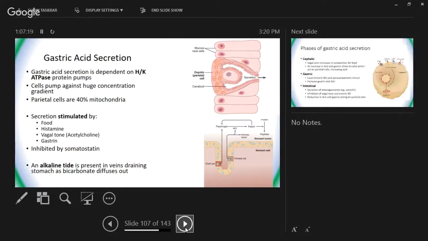Parietal cells are 40% mitochondria, pretty impressive, because they pump against a big concentration gradient. And secretion is increased by gastrin, histamine, vagal tone from the vagus nerve, and food. So if you cut your vagus nerve, you don't have that same parasympathetic input to your stomach, so you might get reduced gastric acid secretion.